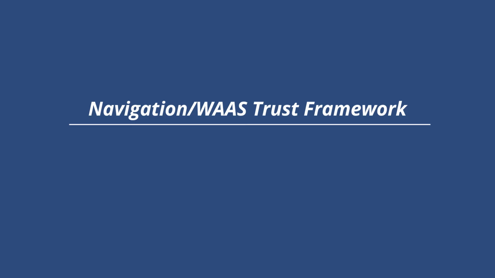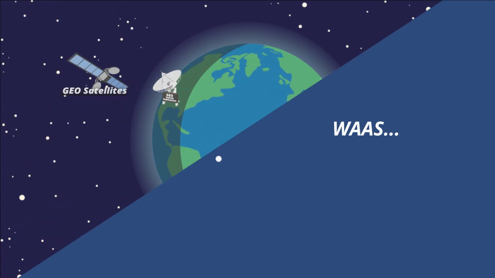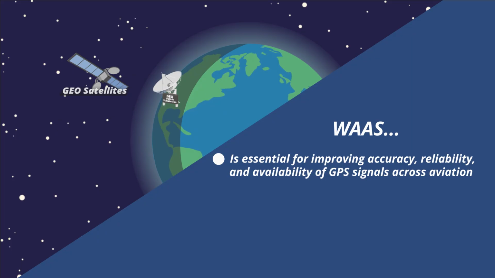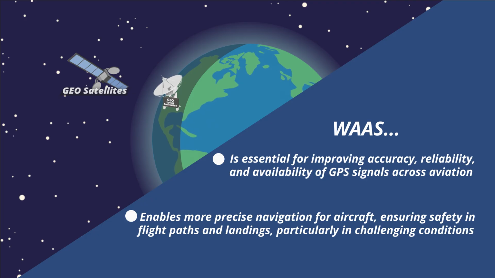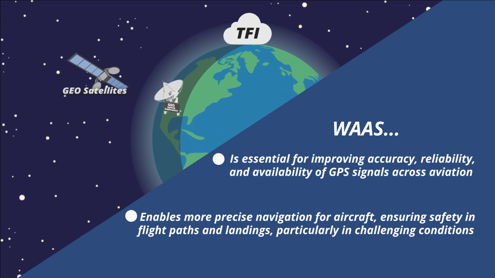Now for a look at how the Navigation/Wide Area Augmentation System, or WAS Trust Framework Instance functions. WAS is essential for improving the accuracy, reliability, and availability of GPS signals across aviation. WAS enables more precise navigation for aircraft, ensuring safety in flight paths and landings, particularly in challenging conditions. The ICAO Trust Framework is critical to ensure the integrity of this data.